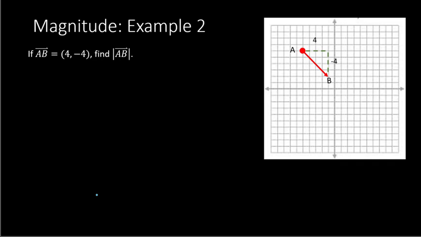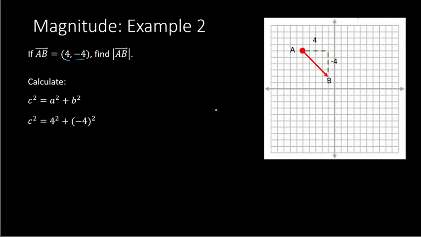For this one, again, we're going to use the Pythagorean theorem, which is c squared equals a squared plus b squared. In this case, a and b would be the 4 and negative 4. That is your change in x and change in y. That is the lengths of the legs of this right triangle that was created. So just plug that in for a and b. We have 4 squared plus negative 4 squared.